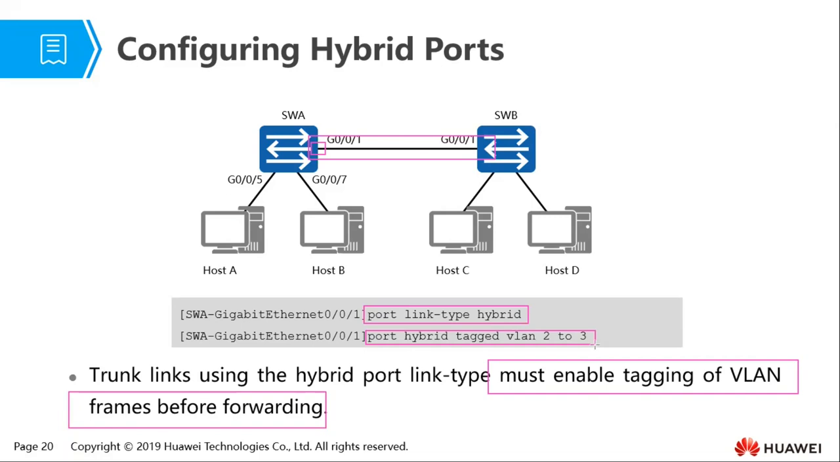So it means that that particular interface will be able to carry frames that are from VLAN 2 and VLAN 3 as tagged frames. So it cannot carry an untagged one. It must have a tag. The frame must have a tag. And in particular, we are only allowing frames here from VLAN 2 and VLAN 3 from that particular command that you're seeing there.